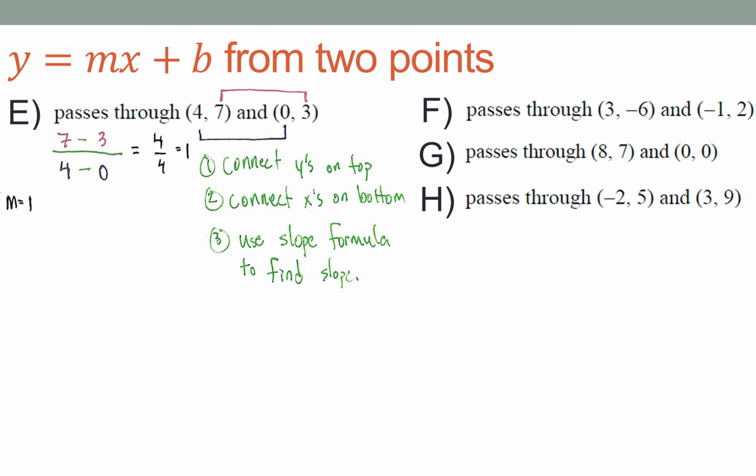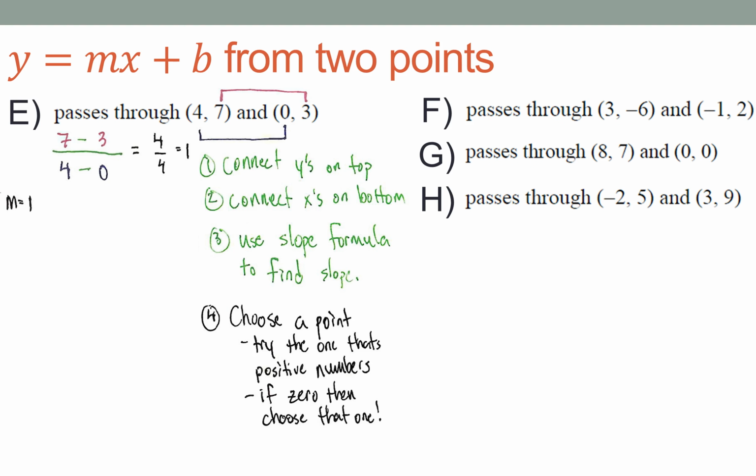We're back. Okay, so now that I've done that, I'm going to choose a point. I'm going to try to choose a point that has all positive numbers, and both of them do. And if one of them has a 0, I'm going to choose that one. So I'm going to choose the second point, which is 0, 3. All right. So I have that second point. What does that mean? That means m is equal to 1, and I have a point 0, 3. That's just like what we did on A, B, C, and D.